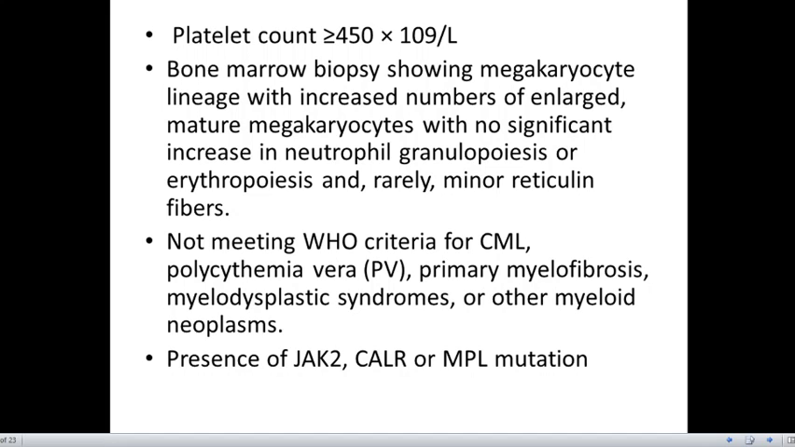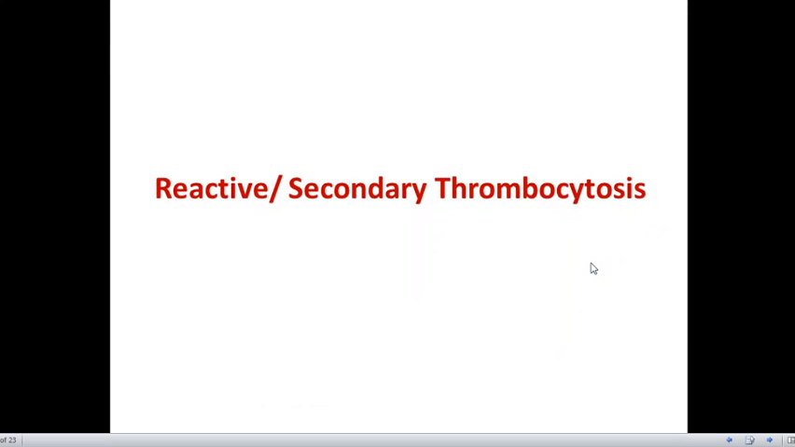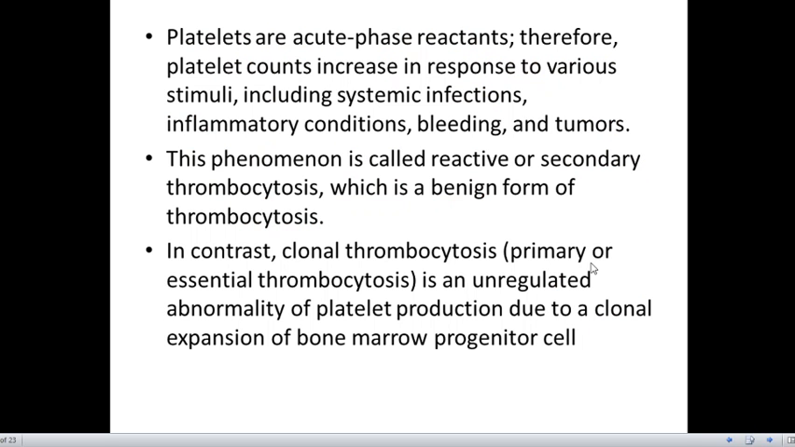And then not meeting WHO criteria for CML, polycythemia vera, primary myelofibrosis, MDS or other myeloid neoplasms, and the presence of the JAK2 mutation. Now coming to reactive thrombocytosis, it is a benign form of thrombocytosis. So in contrast with essential thrombocytosis, which is an unregulated abnormality of platelet production due to a clonal expansion of bone marrow progenitor cells.